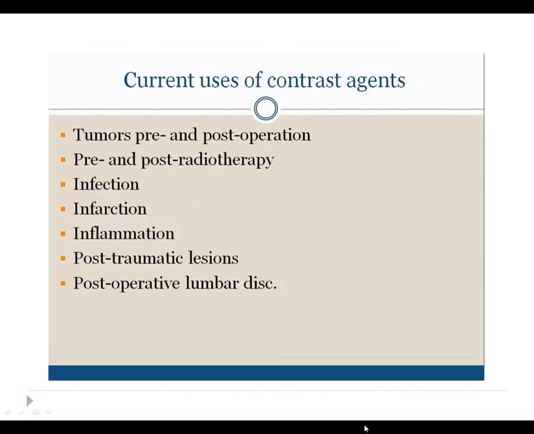Some of the uses of gadolinium in imaging the central nervous system include tumors, pre- and post-operation, pre- and post-radiotherapy, infection, infarction, inflammation, post-traumatic lesions, and post-operative lumbar disc disease.